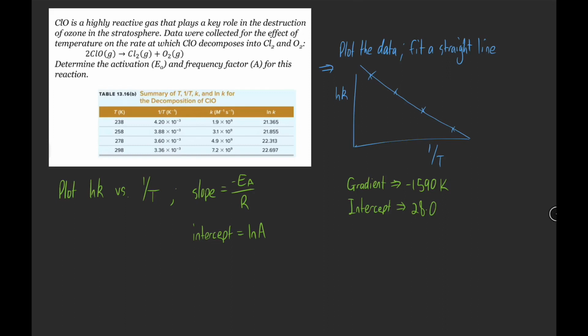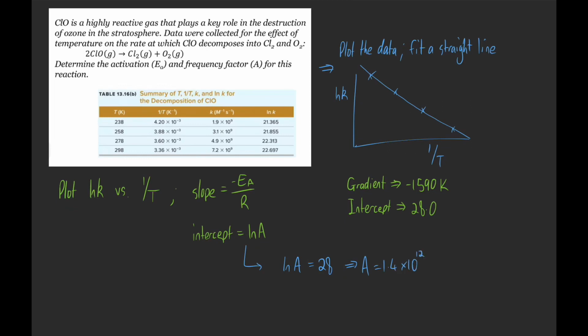So now we can determine our activation energy and our frequency factor. Let's start with our frequency factor. We have ln A is equal to 28, and so very straightforwardly, we can determine that A must be equal to 1.4 times 10 to the 12.